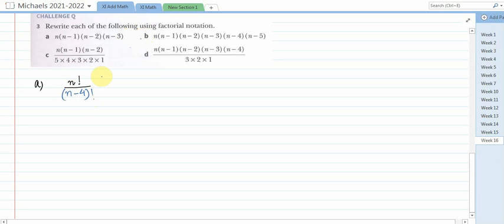If you expand it, n factorial is what? It's n into n minus 1, n minus 2, n minus 3, n minus 4 factorial, because it goes on and on, divided by n minus 4 factorial.